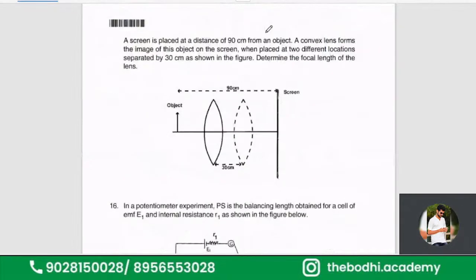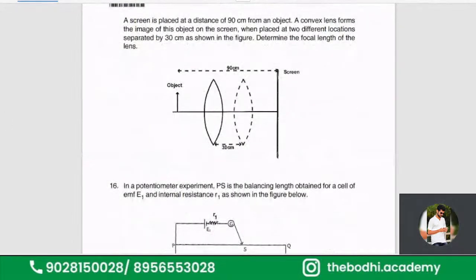Okay, let's move to the next one. A screen is placed at a distance of 90 centimeters from an object. A convex lens forms the image of this object on the screen when placed at two different locations, separated by 30 centimeters as shown in the figure. Determine the focal length of the lens.